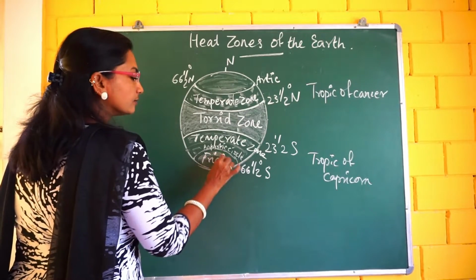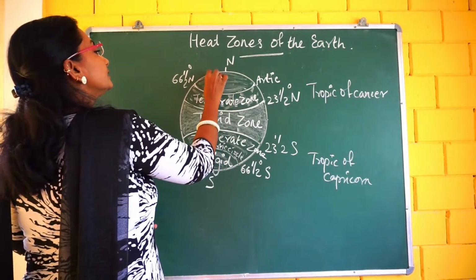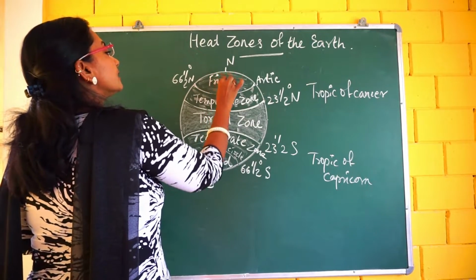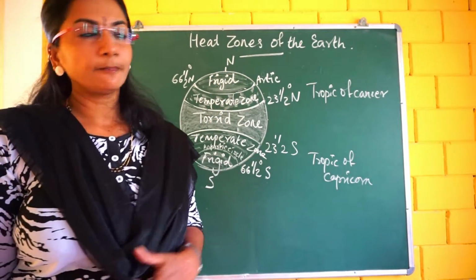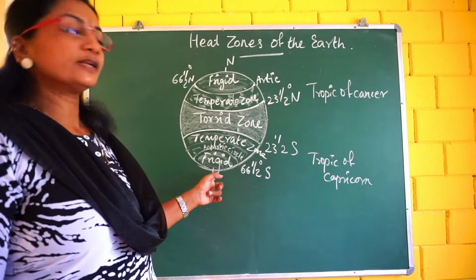Why? Because it is near to the poles and the sun rays are not reaching there. So it is always frozen in that area. So these areas are called the frigid zones.